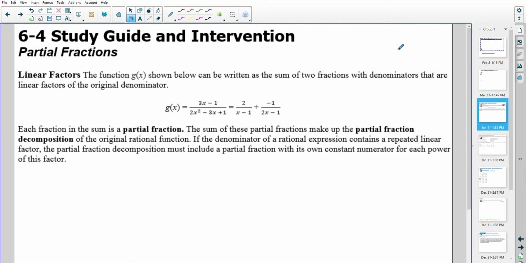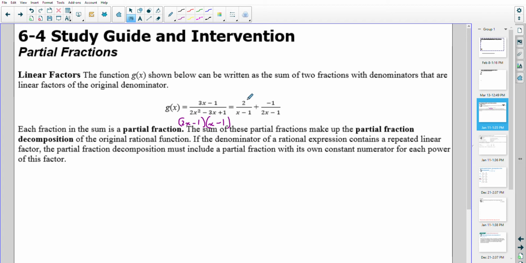Partial fractions is a way to rewrite a fraction into partial fractions. And the way to do this is to actually figure out how to factor the denominator and use those factors as the two denominators with the partial fractions. So when you factor this, you would see that it's going to look like this, and these two denominators are the same thing as those factors.